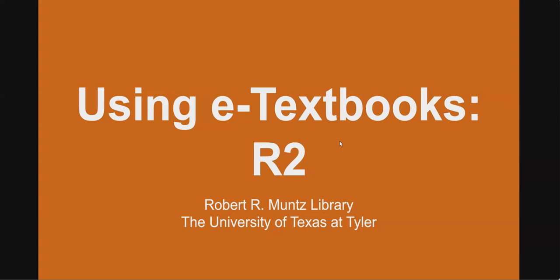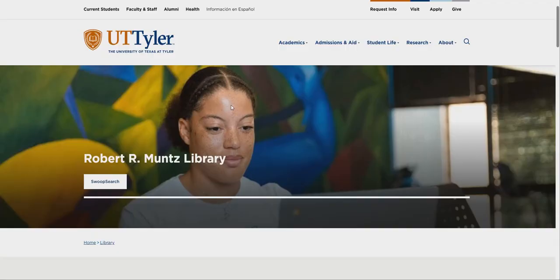Using eTextbooks on the R2 platform. When you are looking for your eTextbooks, make your way to the Robert Muntz Library homepage. You can access that either by going to www.uttyler.edu/library, or you can access our library webpage through your Canvas course under Library Resources.